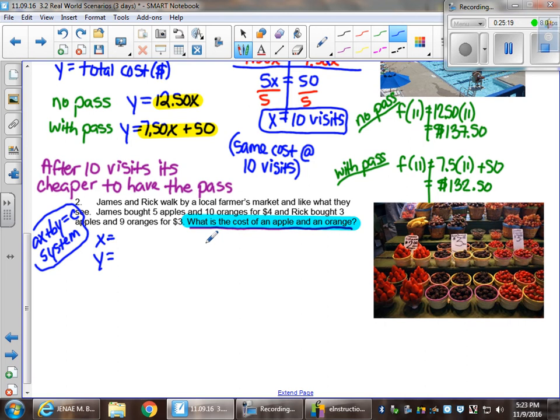Here, in AX plus BY systems, AX plus BY equals C, standard form systems, the question will always tell us what our variables are. It'll tell us our unknowns. The question asked, what is the cost of an apple and an orange? So X, the unknown for X, is cost of an apple. And we'll set Y to represent cost of an orange.